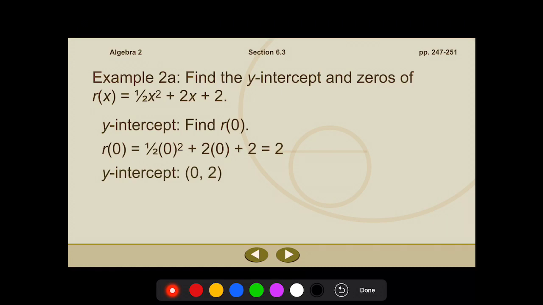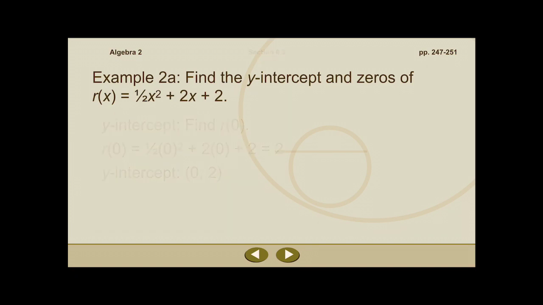So there it is. The y-intercept is (0, 2) because x was 0, and we figured out that when x was 0, y was 2. So that's exactly how you find those coordinates.